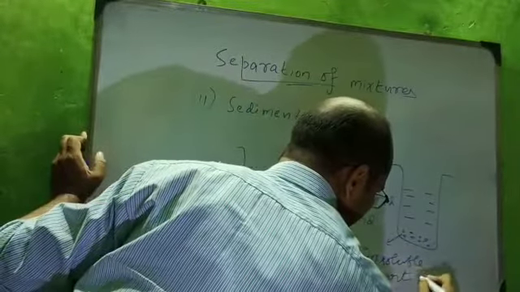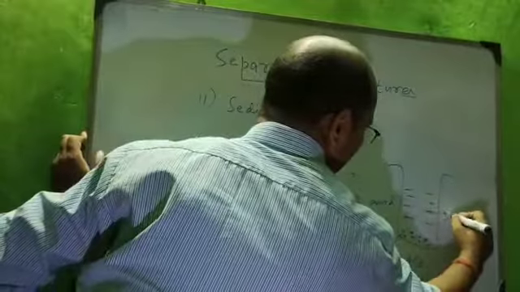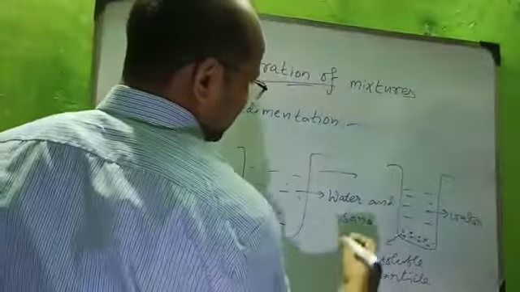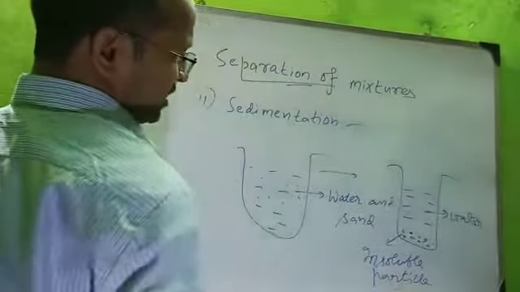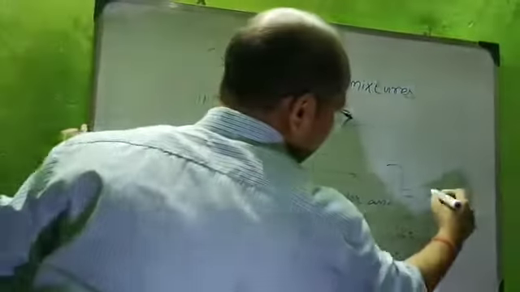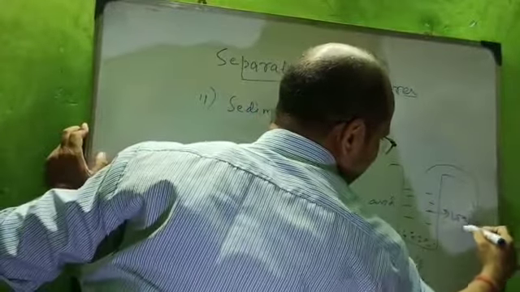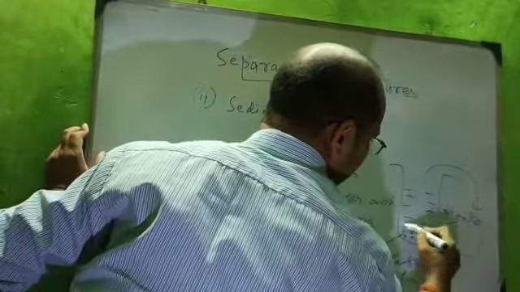This is the insoluble particle that has settled down and this is your clear water. Now if you pour this clear water into another vessel, that process is called decantation.